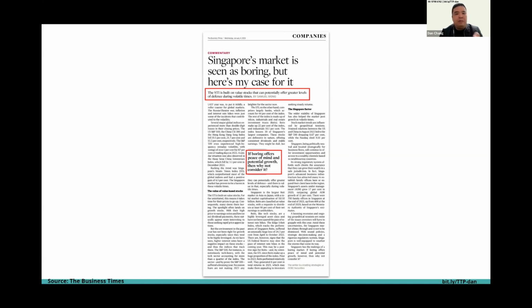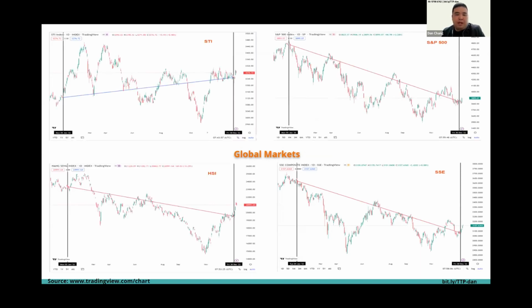Although Singapore may not be as exciting as, say, the US, the Hong Kong market, or even the Shanghai Composite Index, we do have our value in it. If boring, as the article said, offers peace of mind and potential growth, then why not consider it? I will back this up with some data that I have collected.